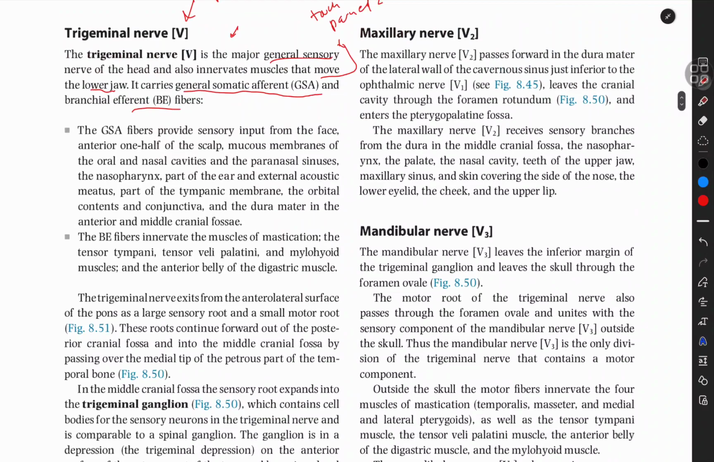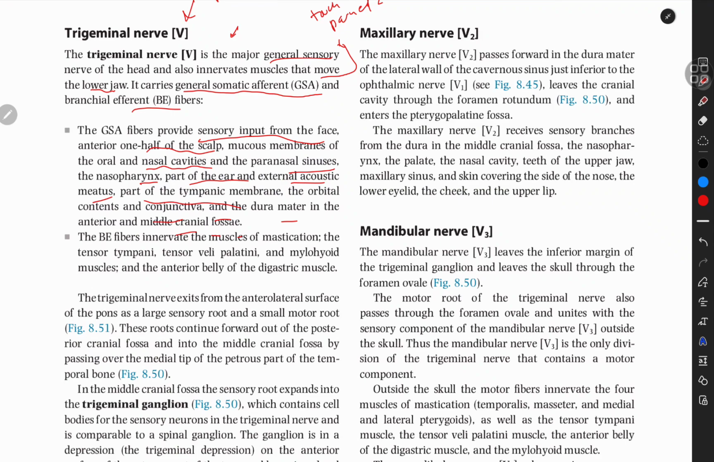General somatic afferent fibers provide sensory input from the face, anterior one half of the scalp, mucous membranes of the oral and nasal cavities, and the paranasal sinuses, the nasopharynx, part of the ear, the external acoustic meatus and part of the tympanic membrane, orbital contents, conjunctiva, and dura mater in the anterior and middle cranial fossae.